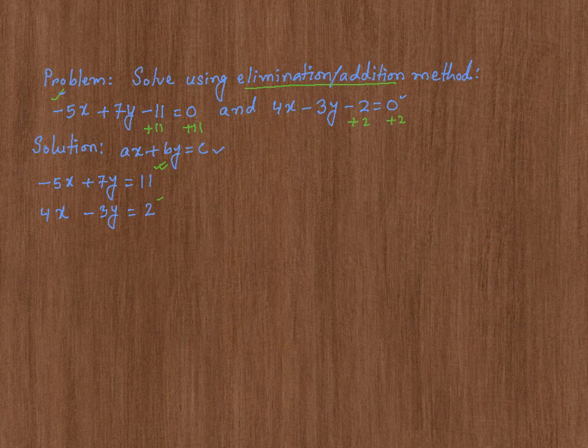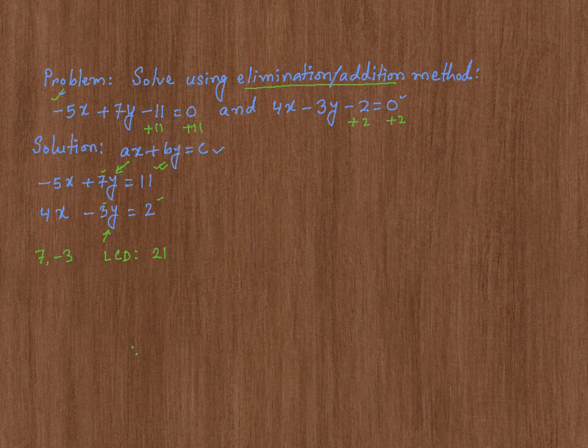So let's say we want to get rid of the y first and then solve for x. We look at the coefficients of y, which are 7 and negative 3. The positive LCD of these two numbers is, by the way, 21. So our objective here will be to make one of the coefficients of y 21 and the other coefficient negative 21. It doesn't matter which one we make positive 21 and which one we make negative 21.